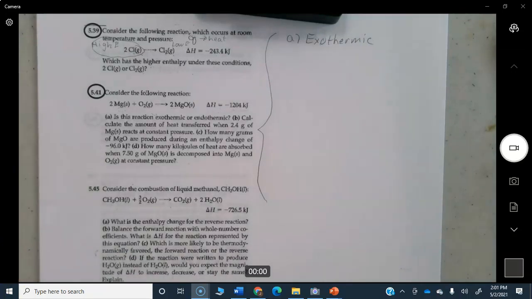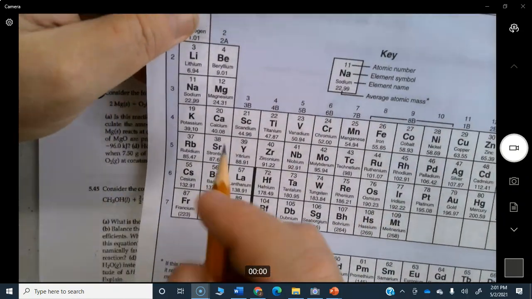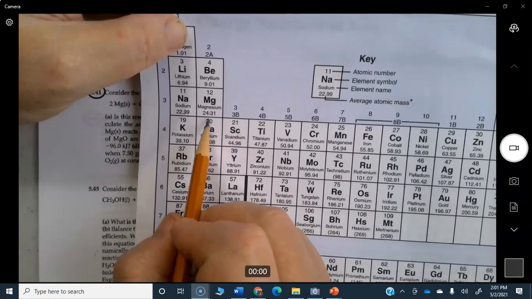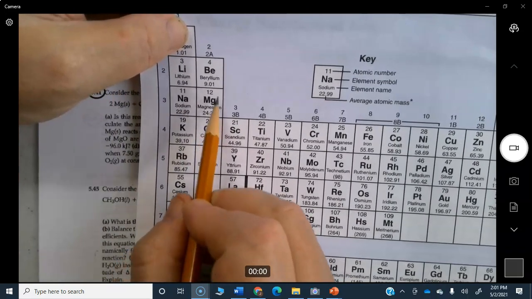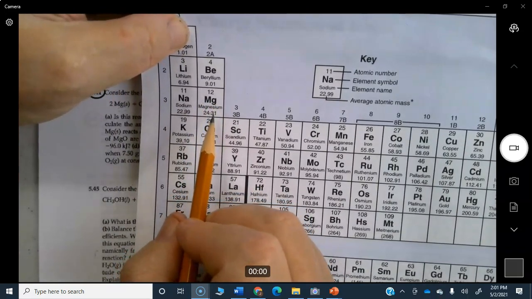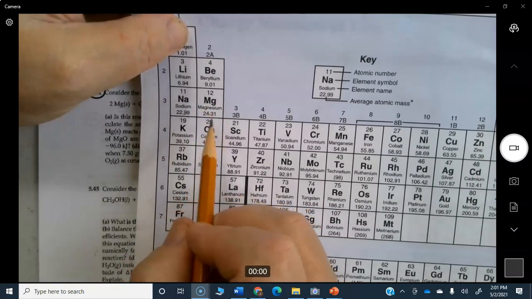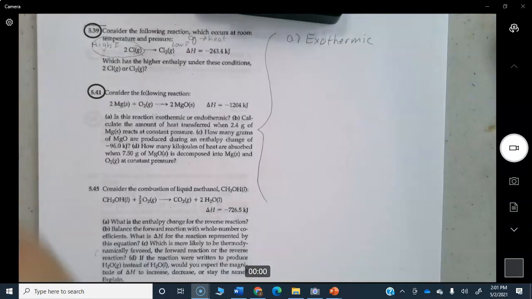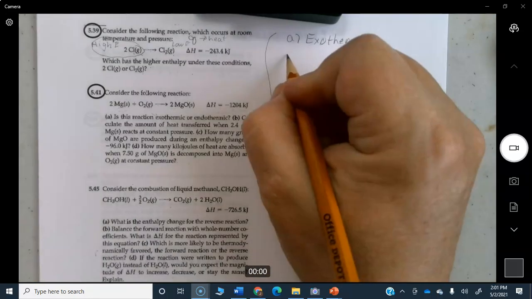So you come to your periodic table, and you see magnesium has a molar mass of 24.31. Let's remember what molar mass means. It means that 1 mole of these atoms, that's 6.022 times 10 to the 23rd of these atoms, is going to weigh, if you put it on a scale, 24.31 grams. Okay, so let's write that up here. So we're now on part B.